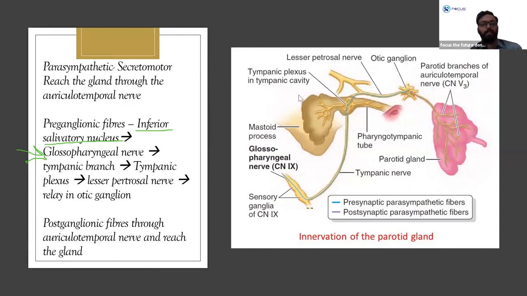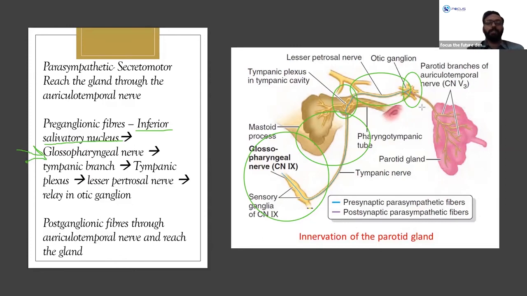So let's start again. The preganglionic fibers originate from the inferior salivary nucleus, and then pass through the glossopharyngeal nerve, the tympanic branch, the tympanic plexus, and then the lesser petrosal nerve, and relay in the otic ganglion.